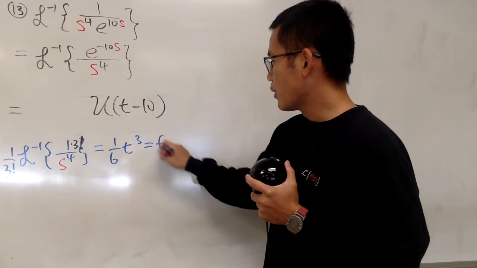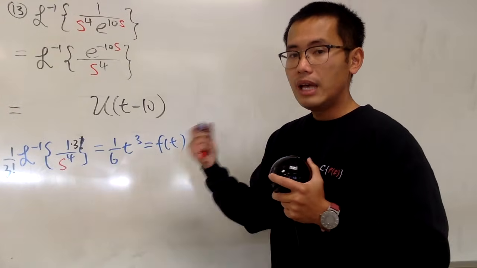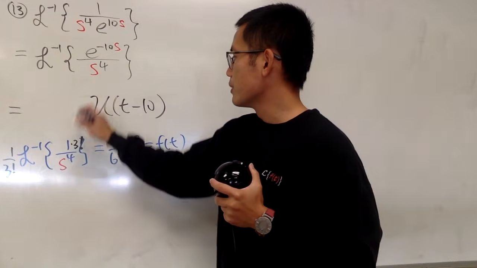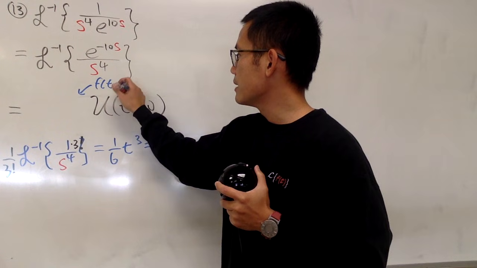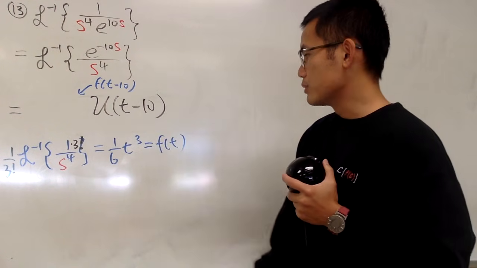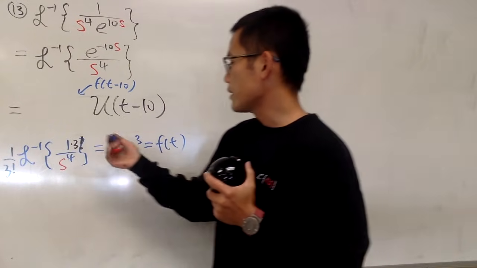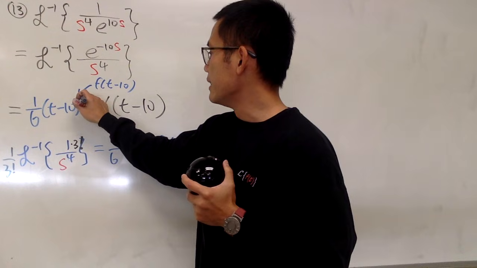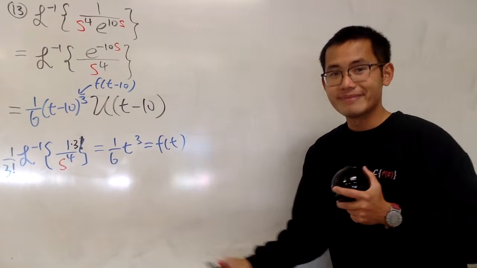This right here is our f of t. But when we go back, we have to have f of t minus 10. The input has to be the same. So this right here has to be f of t minus 10. And all you have to do is, instead of the t, you write it as t minus 10. So finally, 1 over 6 t minus 10, and then to the 3rd power, just like that. Yeah, so that's it.